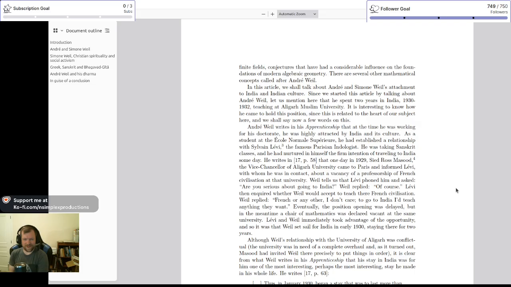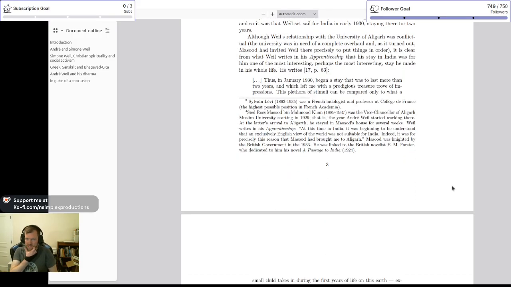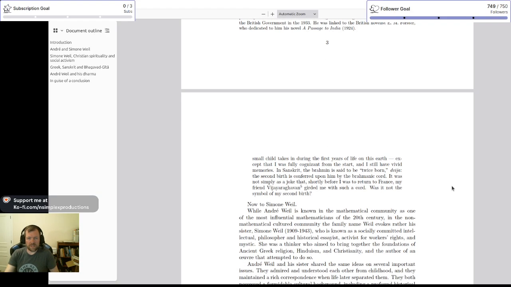It is clear from what Weil writes in his apprenticeship that his stay in India was for him one of the most interesting, perhaps the most interesting stay he'd made in his whole life. He writes, "Thus, in January 1930, began a stay that was to last more than 2 years, and which left me with a prodigious treasure trove of impressions. This plethora of stimuli can be compared only to what a small child takes in during the first years of life on this earth, except that I was fully cognizant from the start. I still have vivid memories."